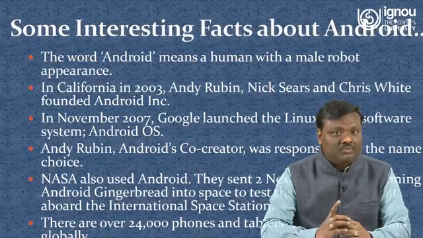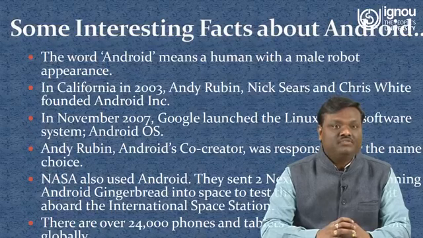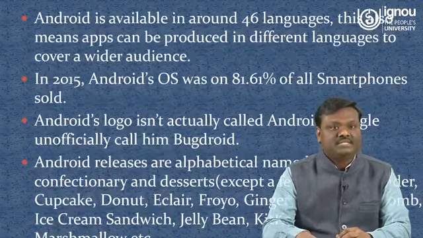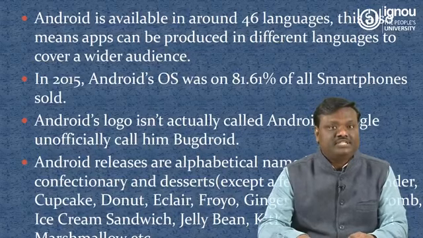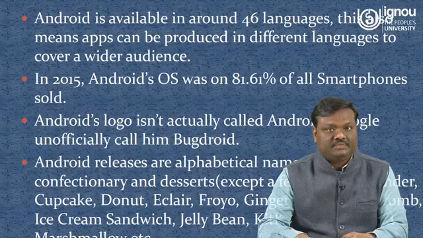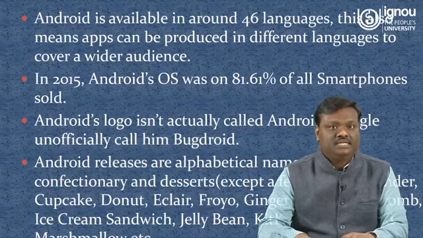I am not talking about the number of phones, I am talking about the variety of phones. So 24,000 varieties of phones are using this particular Android operating system. This Android is available in around 46 languages. This is also one of the factors why it got very much popularity. This also means apps can be produced in different languages to cover a wide variety of audience. So you can see 48 languages means roughly it covers most of the official languages of the world.